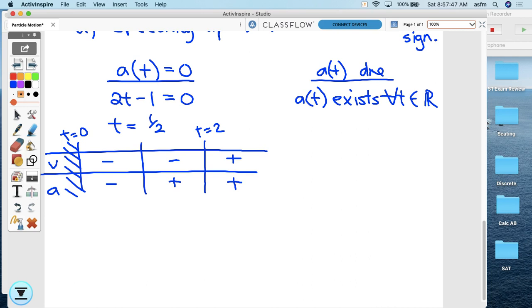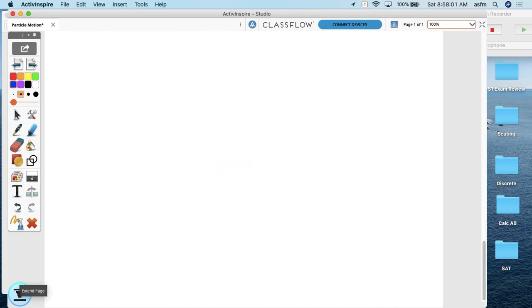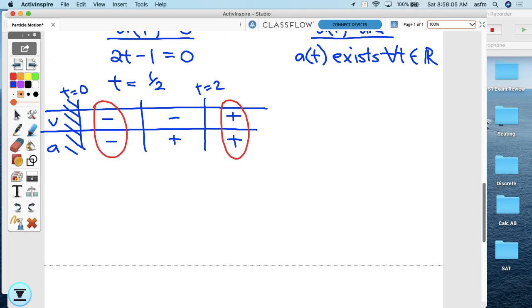We were asked where it's speeding up. And remember, we know that speeding up means that velocity and acceleration have the same signs. And so those are my 2 intervals where it's speeding up. And again, I just have to remember that I'm not allowed to read the labeled sign chart. The labeled sign chart on the AP Calculus exam will not be considered as justification. And so I just take the information off of the labeled sign chart and write it in a sentence.